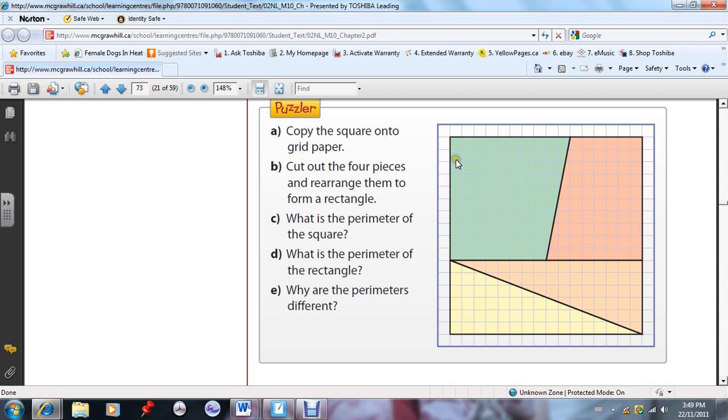Why are the perimeters different? You'll see very quickly why. I won't tell you why. Okay, just know that a square has four sides equal and a rectangle has opposite sides equal. That's all I'm going to say.